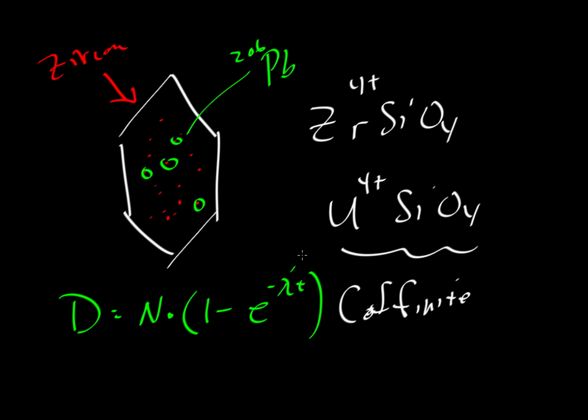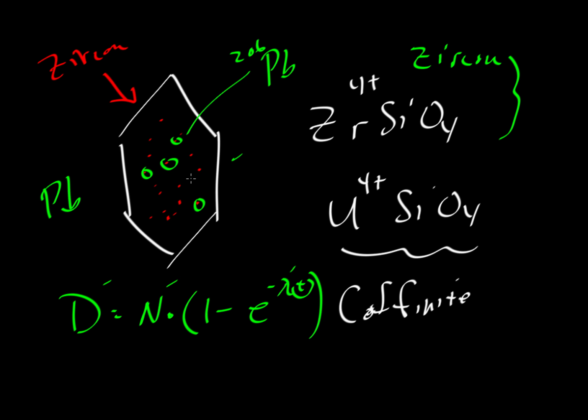We know the decay constant from experiment. We can get the N naught and the D by counting the total number of lead and uranium atoms that are here. So that means the only unknown would be the value for t, the time. So we could solve for time and figure out the age of this crystal. And this is why zircon is the gold standard for age dating crystals. It absorbs uranium.